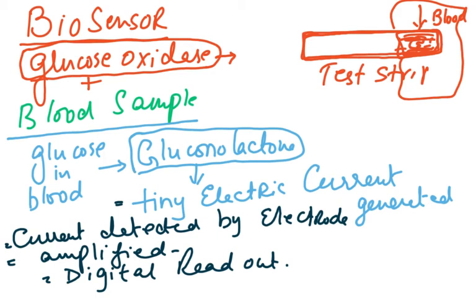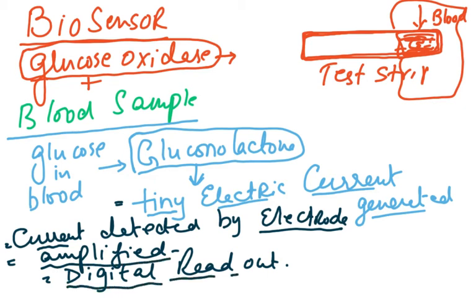If there's 200 of that, 200 is produced. I'm just giving you an example. Now this is going to generate a tiny electric current. Now this current is detected by an electrode. Next point is it is amplified, and this is then given to you as a digital readout on the machine.